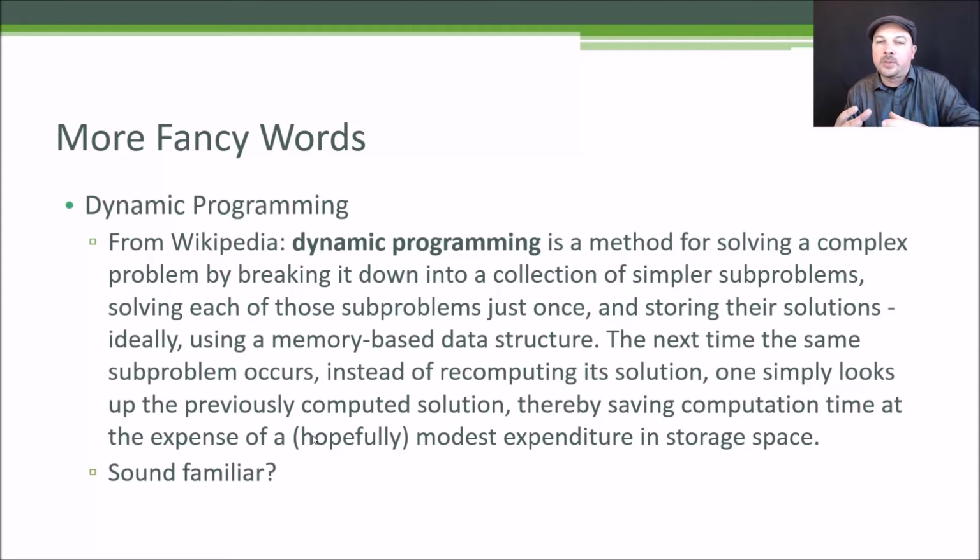The next time the same subproblem occurs, the next time Pac-Man is in a given state that I have a set of Q values for, instead of recomputing its solution, one simply looks up the previously computed solution, the Q value I already have from the exploration stage, thereby saving computation time at the expense of a modest expenditure in storage space. That's exactly what we just did with reinforcement learning.